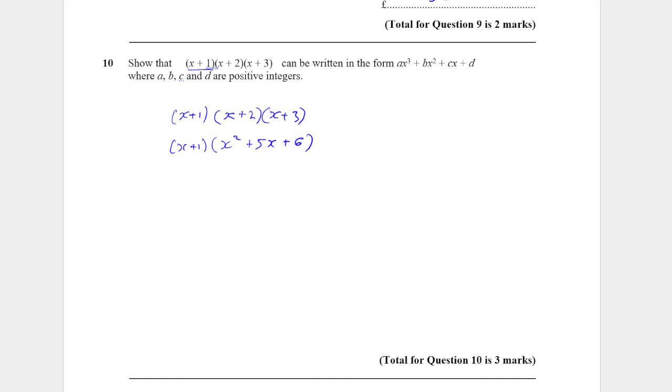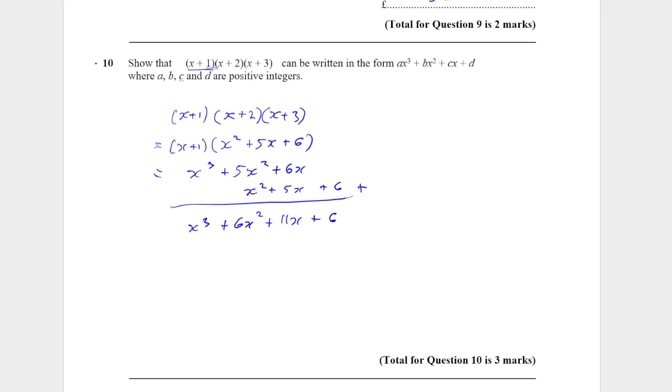So I tend to set this up as a column kind of multiplication. So I times everything by x first of all. So that would give me x cubed plus 5x squared plus 6x. And then I times by 1 and I line them up. So 1 times by x squared would give me x squared, 5x and plus 6. I've missed a plus sign there. And then I add those two together. So that would give me x cubed plus 6x squared plus 11x plus 6. So I haven't got an answer line space, so I'll just double underline it.